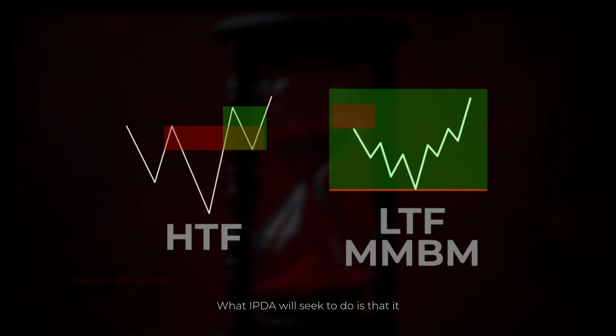Meaning, a lot of sellers are being induced into the marketplace. What IPDA will seek to do is that it will seek to reprice back into the price range of this bullish breaker, so that smart money is being given the opportunity to buy and position themselves long inside of the price range. That is why on the lower time frames you will see the sell side of the curve, followed by the buy side of the curve. Where will the buy side of the curve originate from? The buy side of the curve will originate from the price range of that bullish breaker.